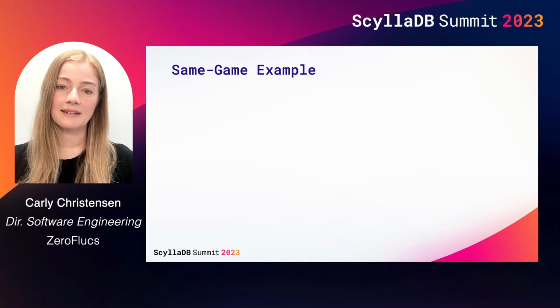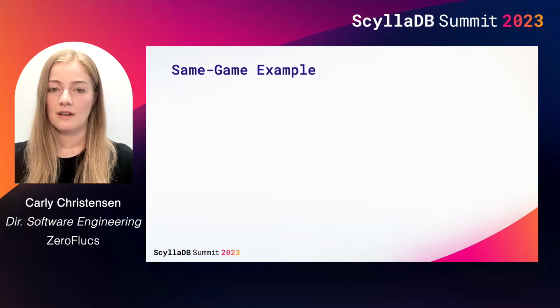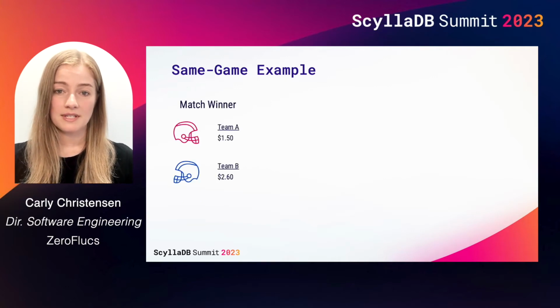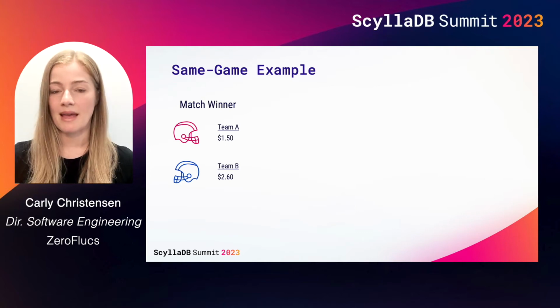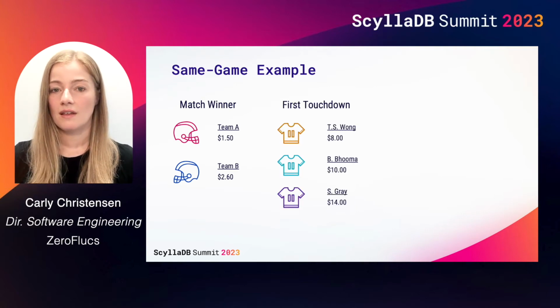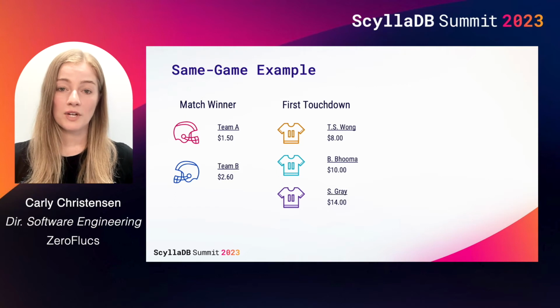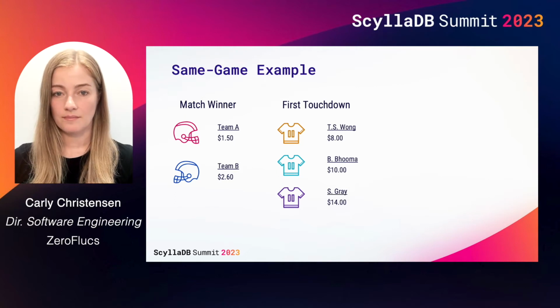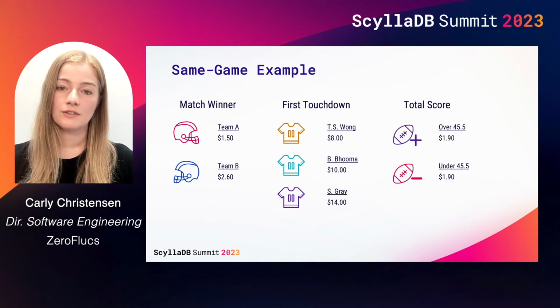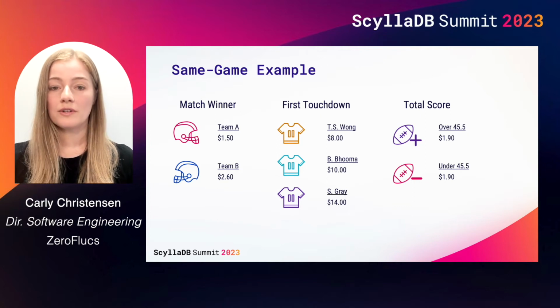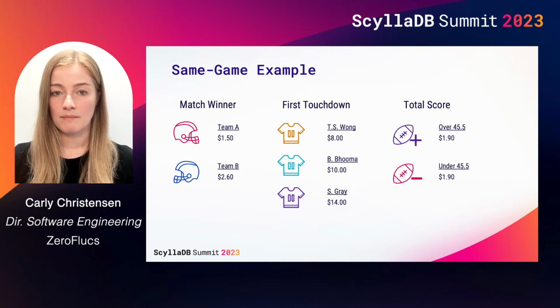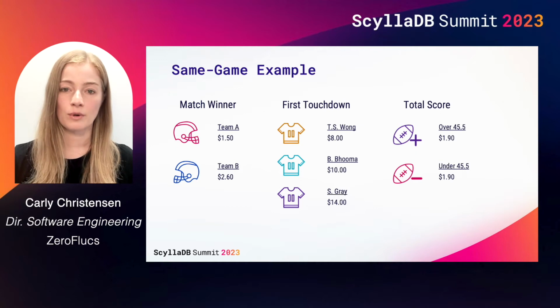So if we were to look at a same-game example, we have three markets. The first is the match winner. Will Team A or Team B win? The second is which player will score the first touchdown? And the third is the total score market. Will the combined scores of Team A and B be over or under 45.5 points?